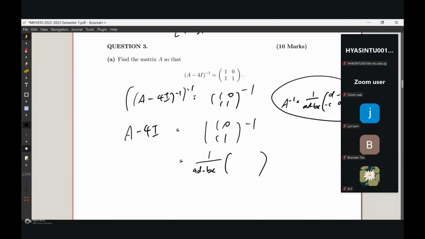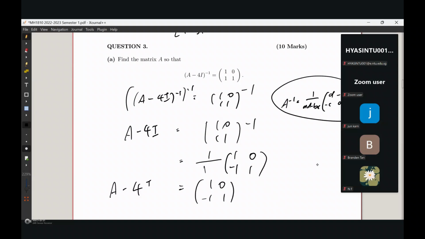Okay, so this is 1, 1. Negative 0 is 0. Negative 1 is here. Then AD minus BC. So let's replace: AD minus BC is 1 times 1 minus 0 times 1. A is 1, D is 1, B is 0, C is 1. And this, you also evaluate, you get 1. So all you get is 1, 0, negative 1, 1.